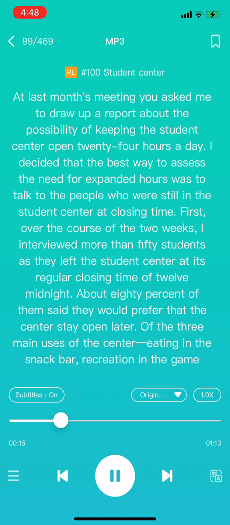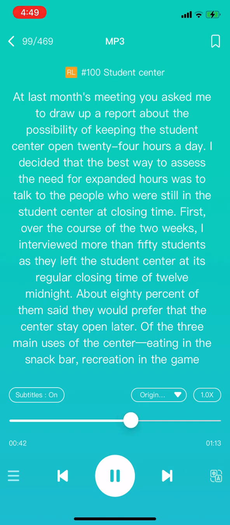First, over the course of 2 weeks, I interviewed more than 50 students as they left the Student Center at its regular closing time of 12 midnight. About 80% of them said they would prefer that the center stay open later. Of the 3 main uses of the center, eating in a snack bar, recreation in the game room or watching TV, and studying, by far the most popular late-night activity is, and this may surprise you, studying.